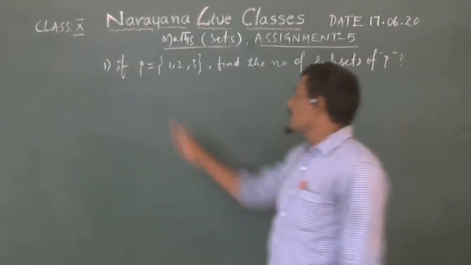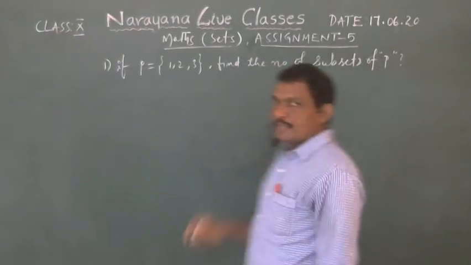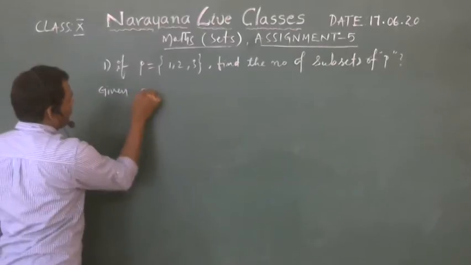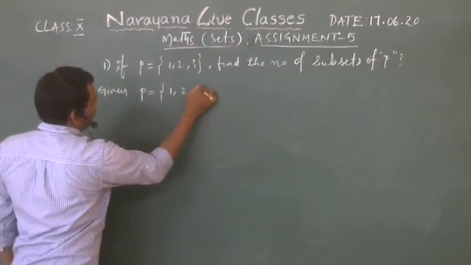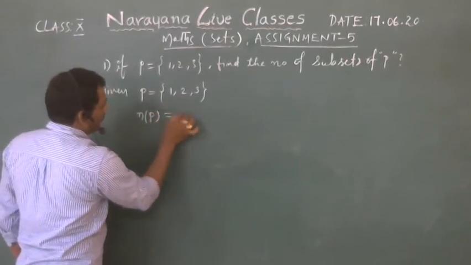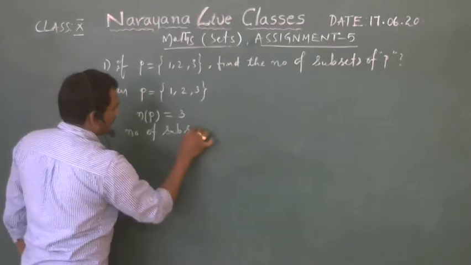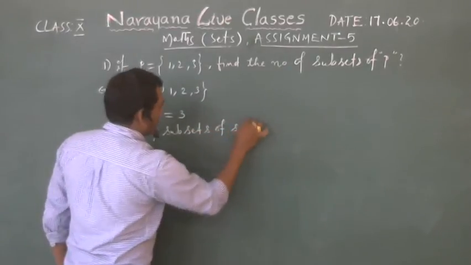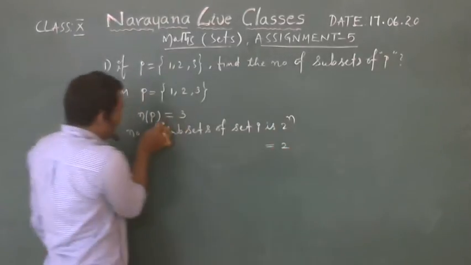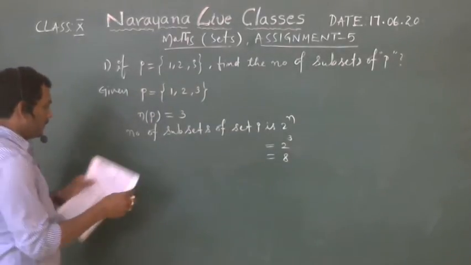The first question is, if P is equal to the set {1, 2, 3}, find the number of subsets of P. P is equal to {1, 2, 3}, given. So the total number of elements of P, n(P), is equal to 3. The number of subsets of set P is 2 to the power of n, equal to 2 to the power of 3. Answer is 8.